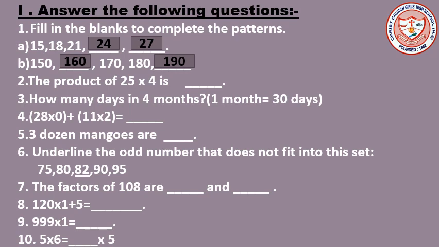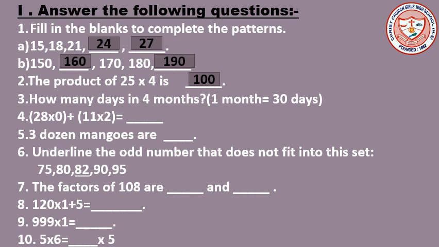Now, number 2. The product of 25 into 4 is, so here you can write the sum in the rough. Okay? And what will be the answer, girls? Yes, the answer will be 100. Alright.